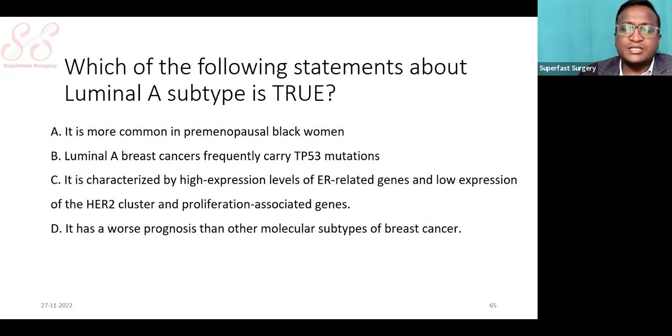Luminal A types, we'll be discussing the molecular types of breast cancer shortly. Yes, the correct answer is C. It is characterized by high expression levels of ER related genes and low expression of the HER2 cluster and proliferation associated genes.